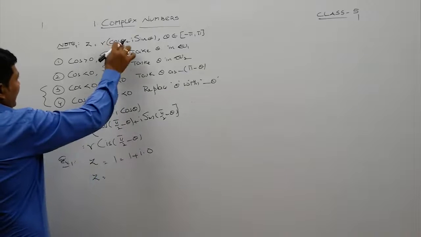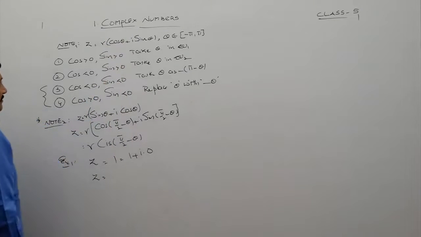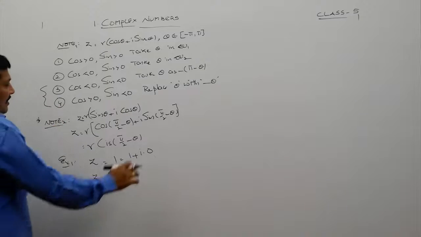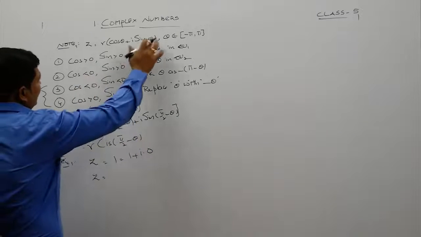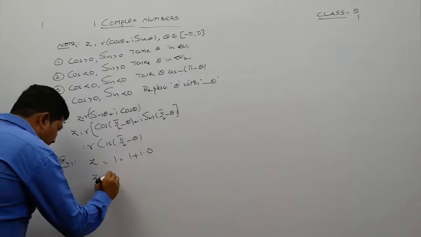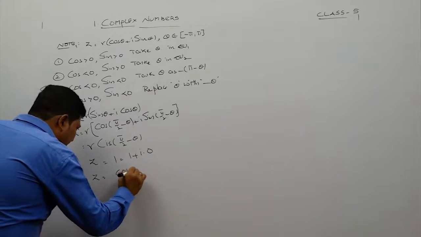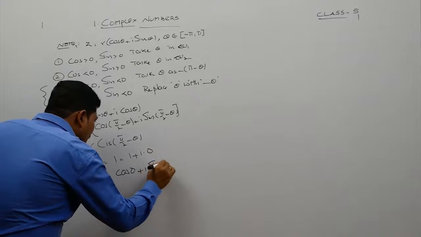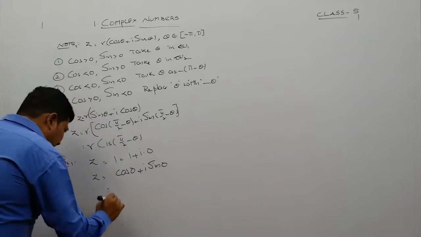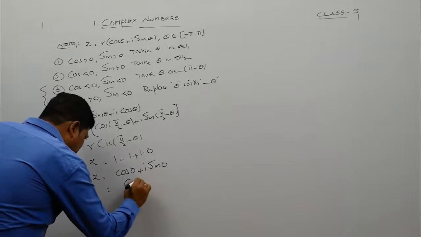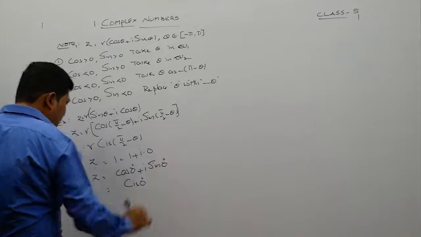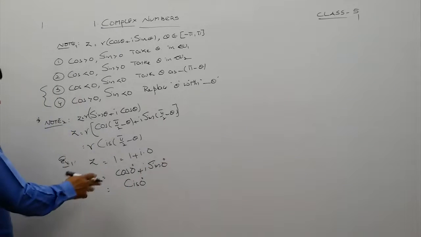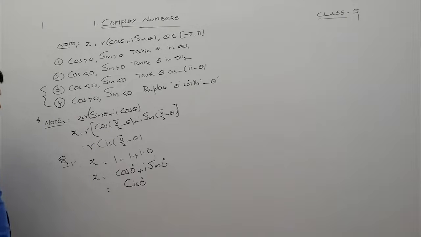So now compare here, cos theta is equal to 1 means theta is equal to 0 degrees, and sin theta is equal to 0. Now write this one, so cos 0 plus i sin 0 is equal to cis 0. You can write a small degree symbol to remove your confusion. So z is equal to 1, and 1 is equal to cos 0 plus i sin 0.